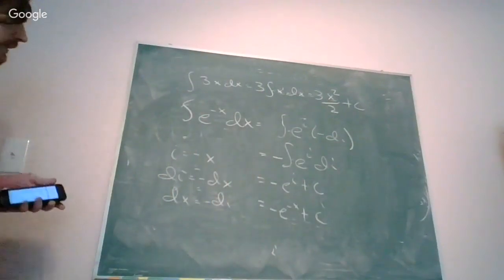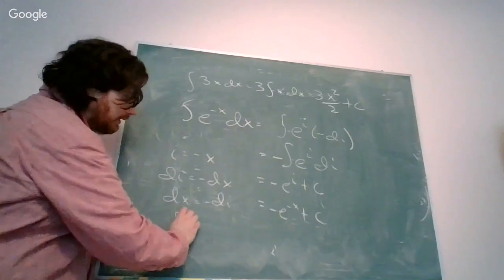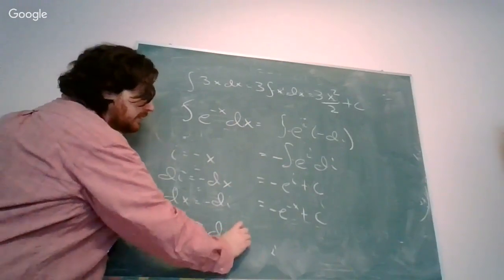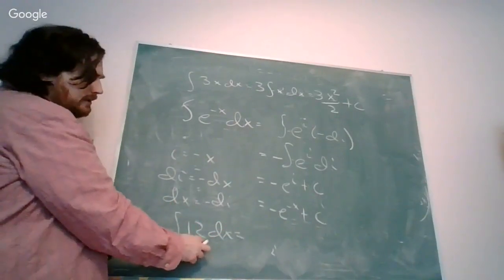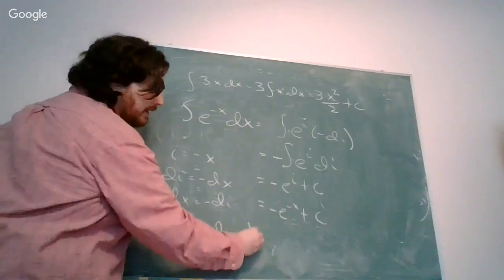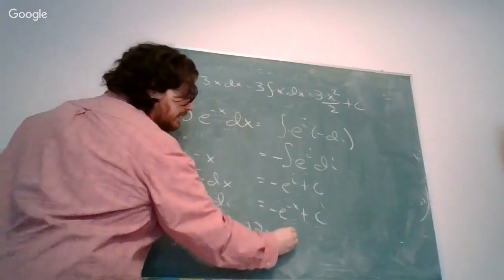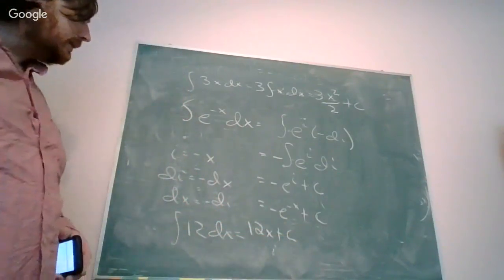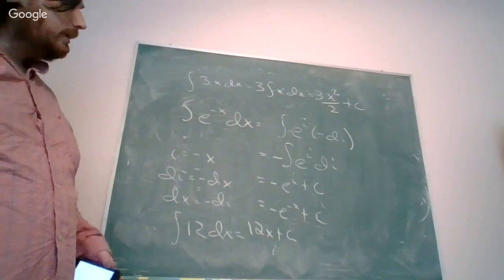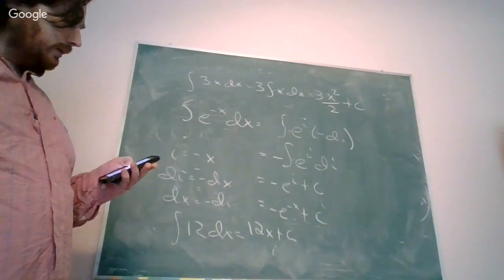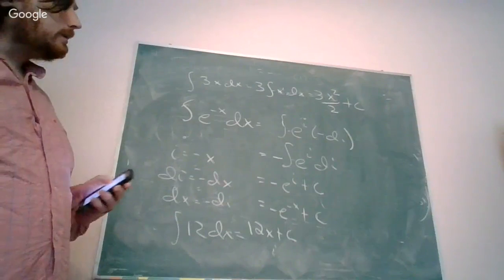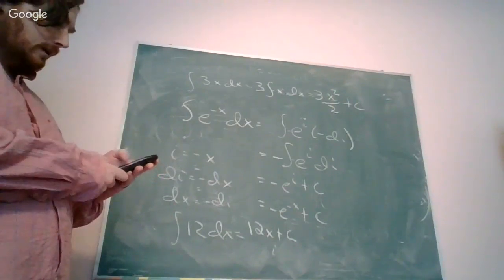And then the last one's just the integral of 12. Well, the integral of 12 dx is just, well, this is a constant, so I need a function whose derivative is a constant. So I would pick 12x here because the derivative of 12x is 12. And so I just get 12x plus c. And if you're doing that as one big step, remember, you only need one c. You don't need multiple c's.